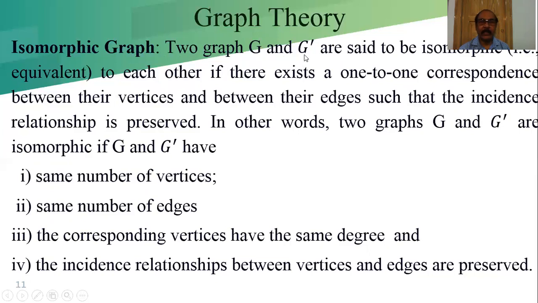Two graphs G and G dash are said to be isomorphic, that is, equivalent to each other, if there exists a one-to-one correspondence between their vertices.